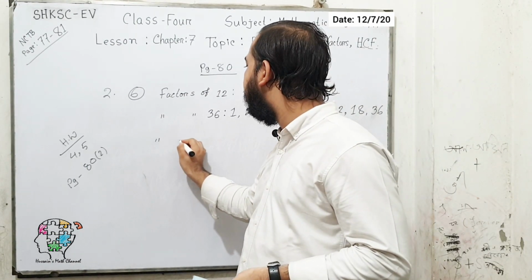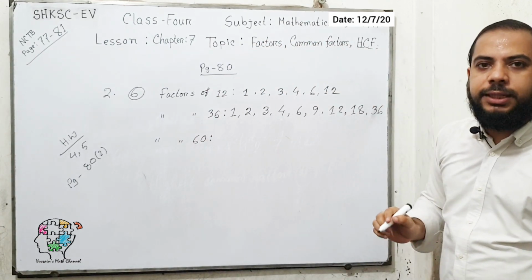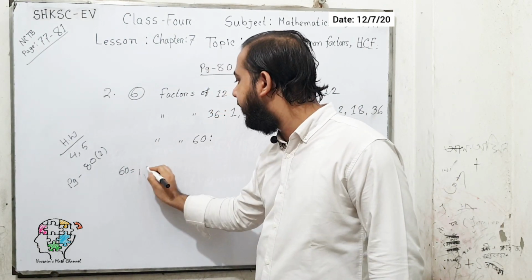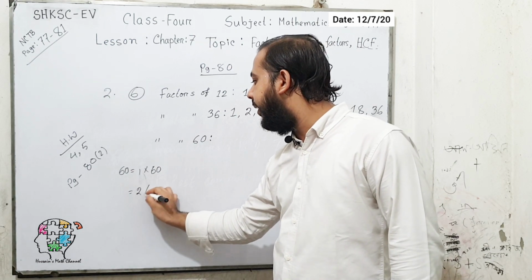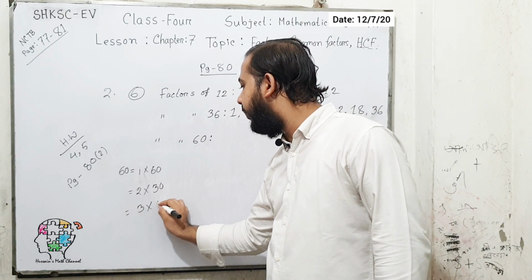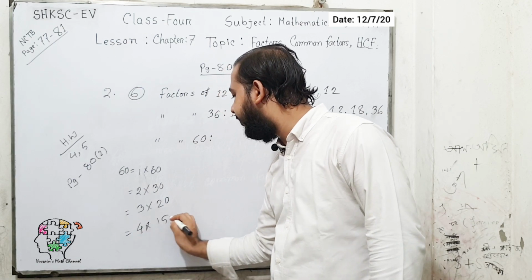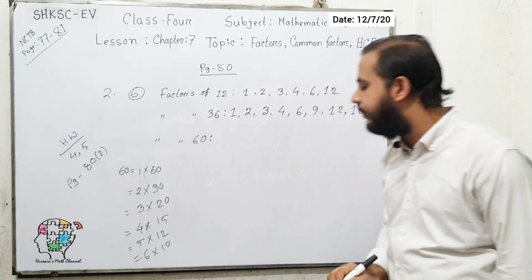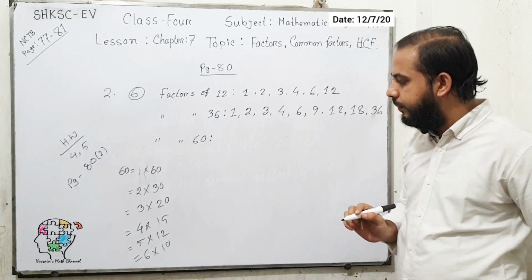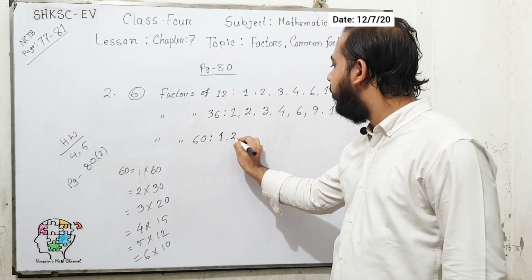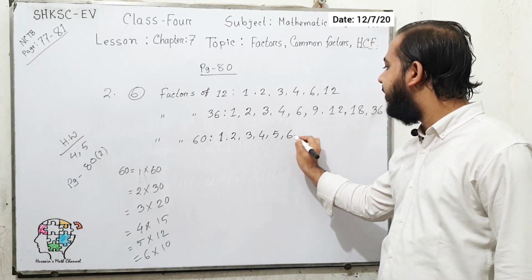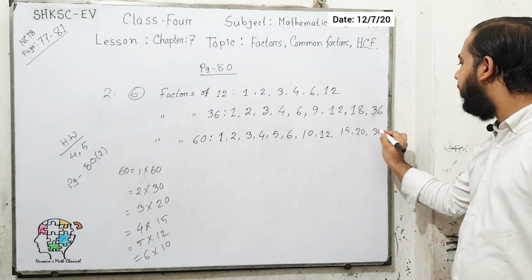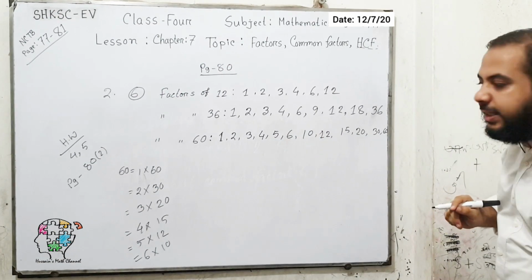Now we find the factors of 60. If we do rough work here, 60 can be written as 1 times 60, 2 times 30, 3 times 20, 4 times 15, 5 times 12, 6 times 10. All right. I think these are all: 1, 2, 3, 4, 5, 6, 10, 12, 15, 20, 30, and 60. So these are the factors of 60.